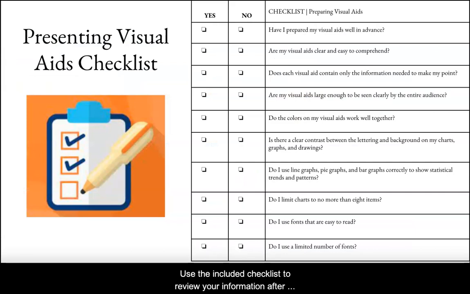Use the included checklist to review your information after creating your outline. Ask yourself the following questions to assess what areas you need to focus on as you prepare your presentation. Have I prepared my visual aids well in advance? Are my visual aids clear and easy to comprehend? Does each visual aid contain only the information needed to make my point? Are my visual aids large enough to be seen clearly by the entire audience?